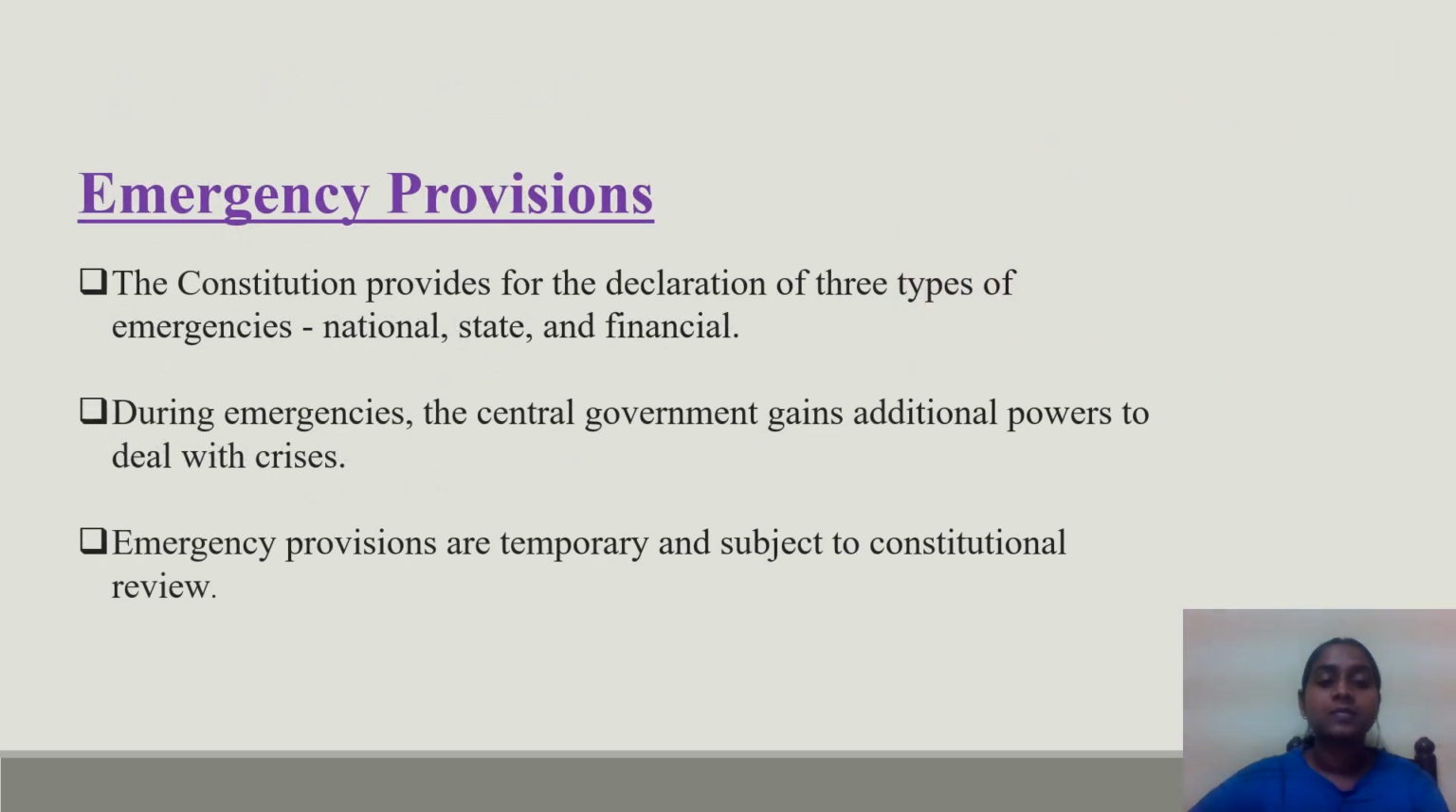Emergency provisions. The Constitution provides for the declaration of three types of emergency, that is, national, state, and financial. During emergencies, the central government gains additional power to deal with the crisis. The emergency provisions are temporary and subject to constitutional review.